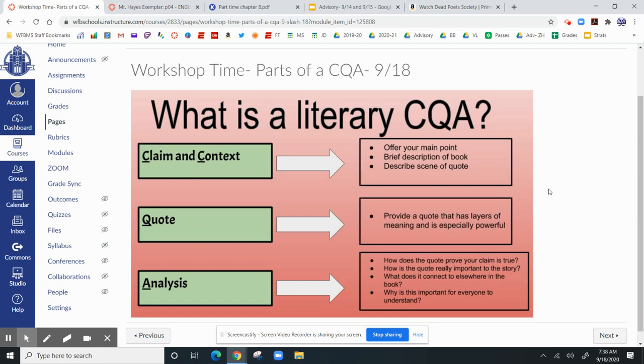How is the quote really important to the story? You want to magnify its importance. What does it connect to elsewhere in the book? That's maybe where you have one of the quotes you didn't choose from yesterday's chart. Maybe you make a connection to that. If I'm talking about Junior's isolation, maybe there's another moment in the book that shows he's isolated. And I can use that connection in my analysis.